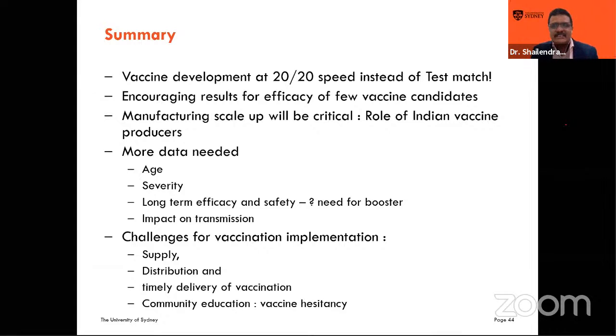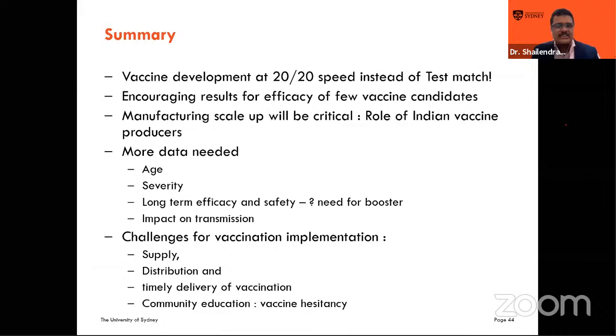The results are encouraging. Without going into details, because we don't have them yet, there's potential for a successful vaccine, much better than HIV. So for example, after 25 years of HIV vaccines, the best we have is 31%. But we need more data on age, on severity, how much the vaccine will reduce severity, and long-term data.